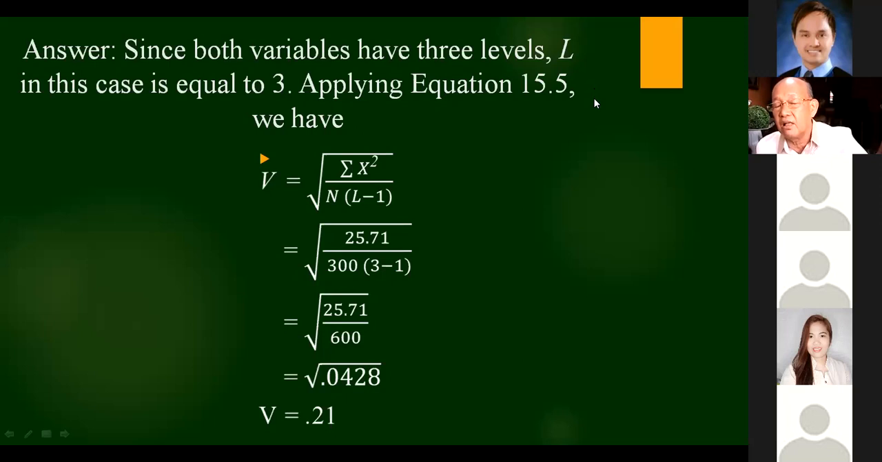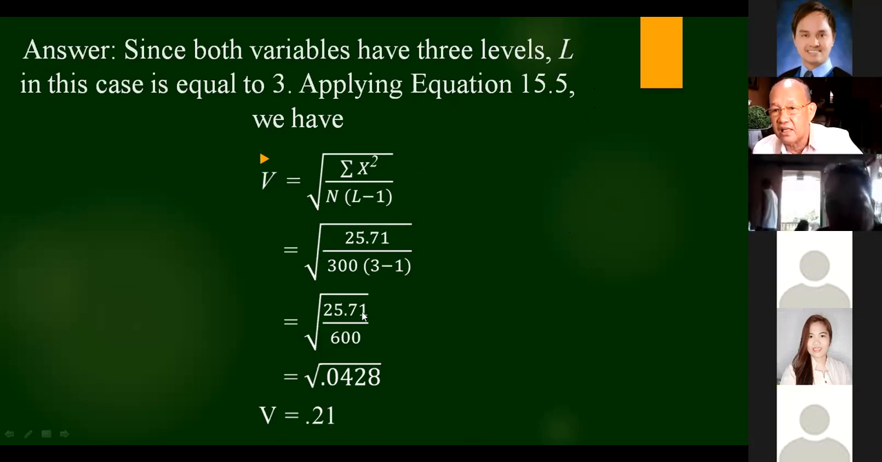The other variable, discipline style, 3 levels din siya. Tama? Psychological, physical, and mixed. O kaya ang ginamit natin ay 3. So here, ang computed chi-square value natin is 25.71. Remember? Ang number of cases natin is 300. Ang levels natin, highest level is 3. Kaya 3 minus 1. So if you solve for that, you will have a Kramer's V value equal to 0.21. This is now expressed in terms of coefficient.